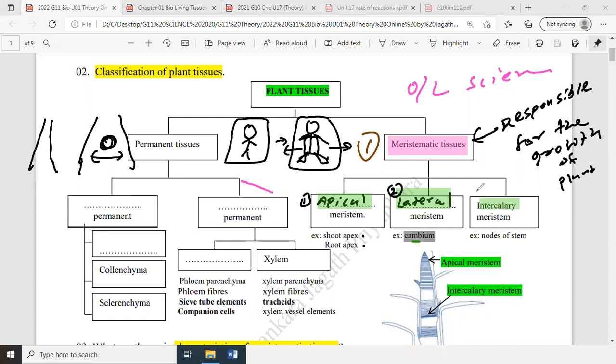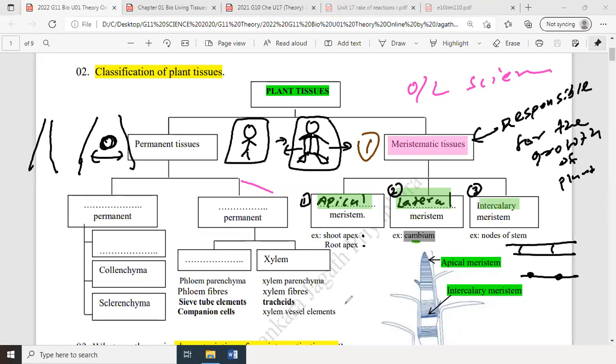I'm just highlighting, no need to put 1, 2, 3. And intercalary meristem. One of the best examples is bamboo. This is the internode between the grass. So there are internodes. You can check grass or a creeping stem. The length of this internode increases.